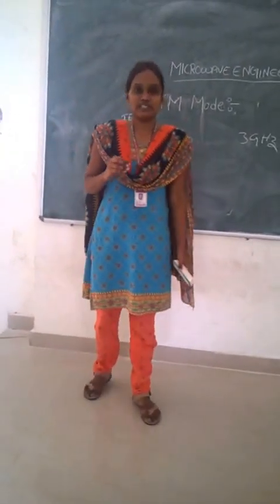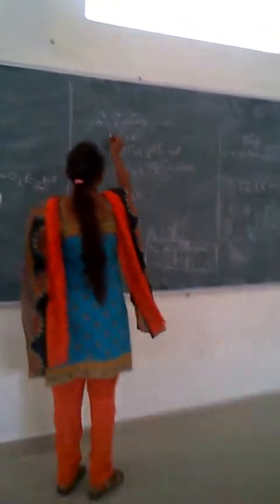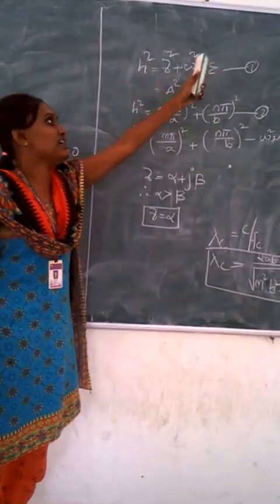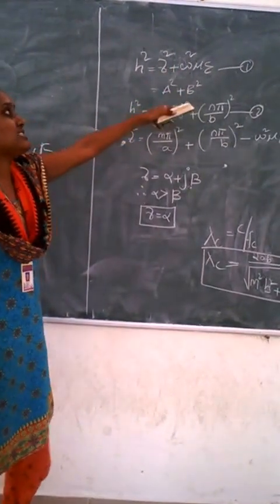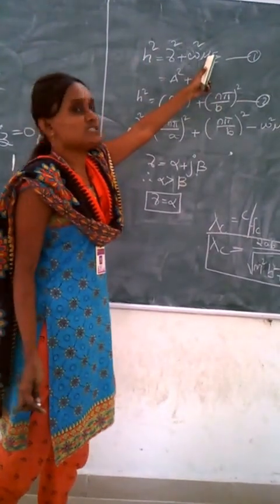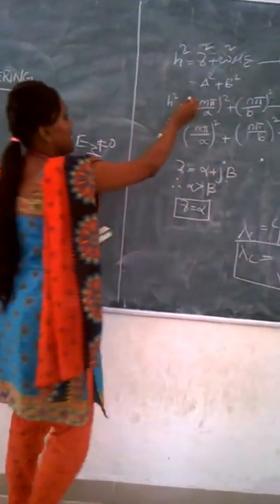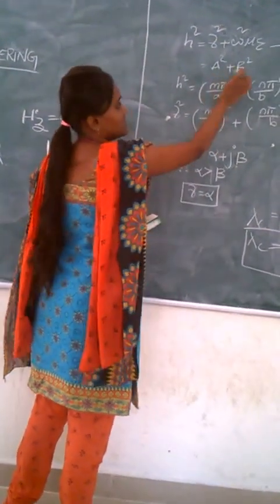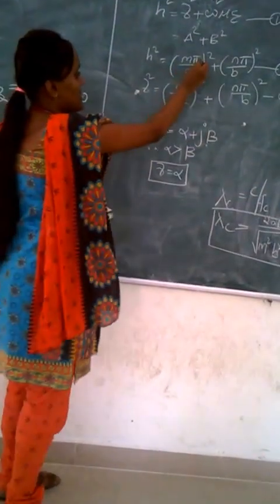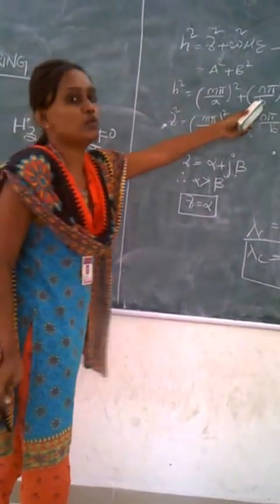Then, the cutoff frequency for the TE and TM modes. For that, we have to know the formula h square equals gamma square plus omega square mu epsilon. Gamma is the propagation constant, omega is the angular frequency, mu is the permeability and epsilon is the permittivity. We assume that it equals A square plus B square. What is A, what is B? Both are constants: (m pi by a) whole square plus (n pi by b) whole square.